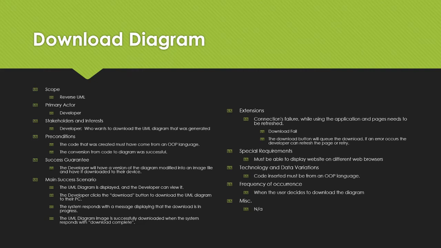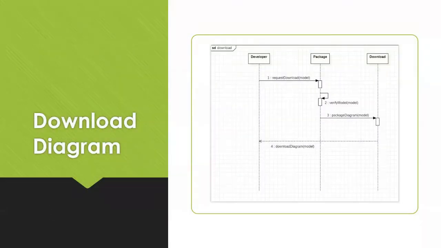And the frequency of occurrence for this one is only when the user decides to download the diagram by selecting the button. So the sequence diagram for this one here, we have developer, package, and download as the 3 lifelines. The developer requests download by selecting the button. So the package receives it, verifies the model, then it sends to download the package diagram, and download responds with download diagram completing. So that's it for that there.